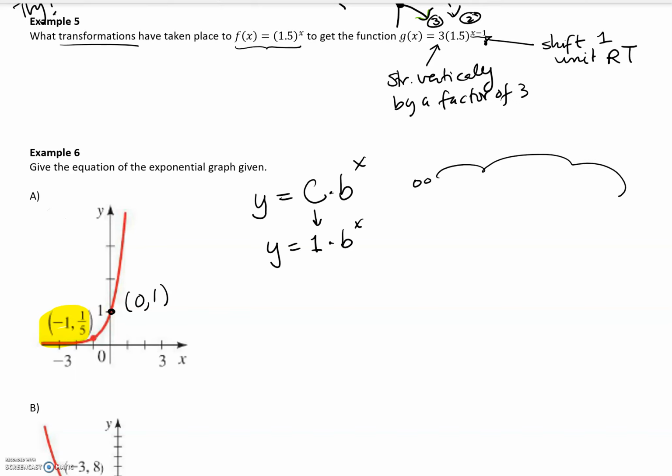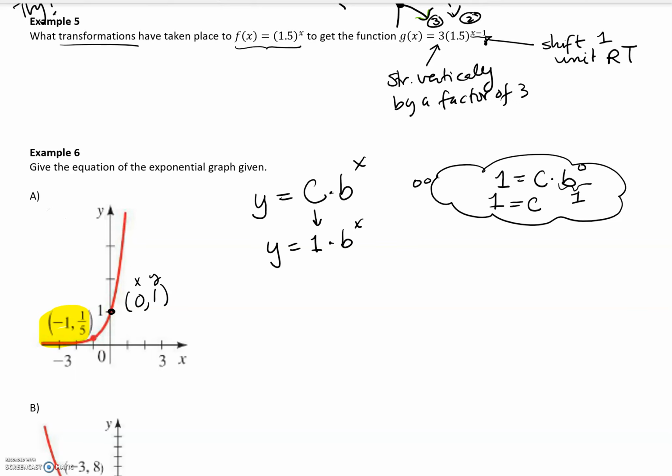Notice if I plug that point in and do all the work, I will have 1 for the output and 0 for the input for the x, and b to the 0 is 1, so c will be equal to 1. So I can use c equals 1 by actually using that ordered pair for my input and output, or just visually see that the c is always the y-intercept, so that's got to be 1.